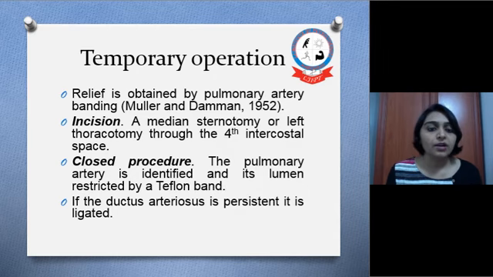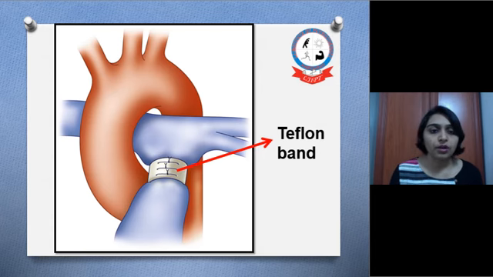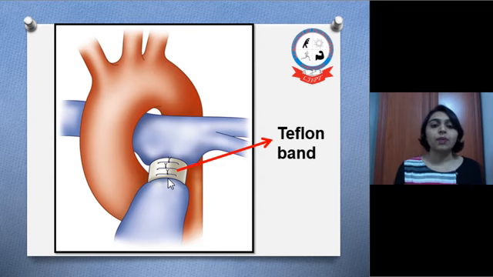The pulmonary artery is identified and its lumen restricted by a Teflon band. If the ductus arteriosus is present, it is also ligated so that the lungs do not get overloaded. Here we can see in the figure the arch of the aorta, the red one, and the blue one is the pulmonary trunk, and there is a Teflon band by which there is pulmonary artery banding.